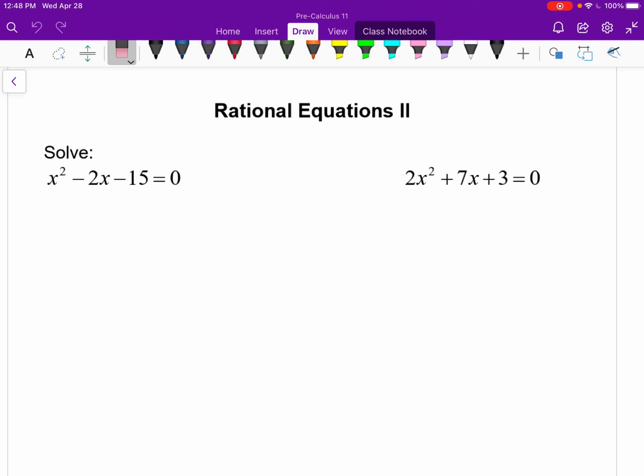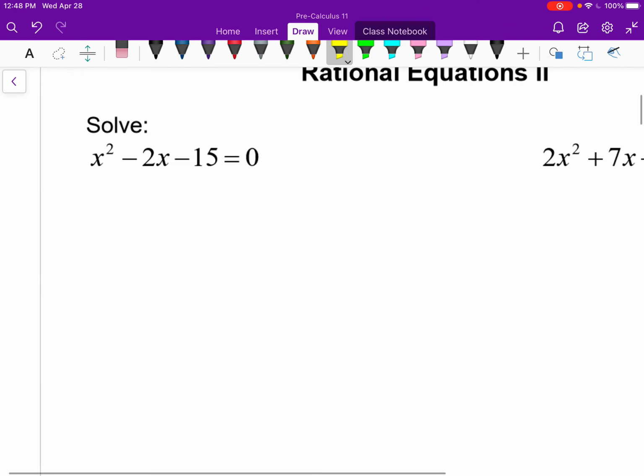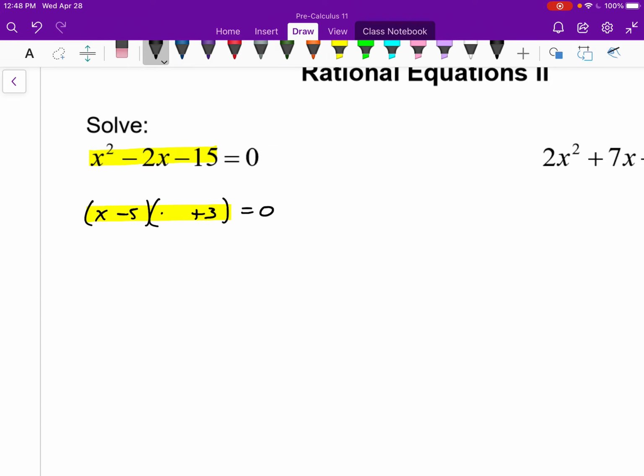And so, for example, if I want to solve this equation on the left, x squared minus 2x minus 15, if I can factor this, I can just inspect my factors and see what the answers are, because it equals 0. And so let's factor this. What are two numbers that multiply to negative 15 but add to 0? Minus 5 and positive 3. So those are my factors.